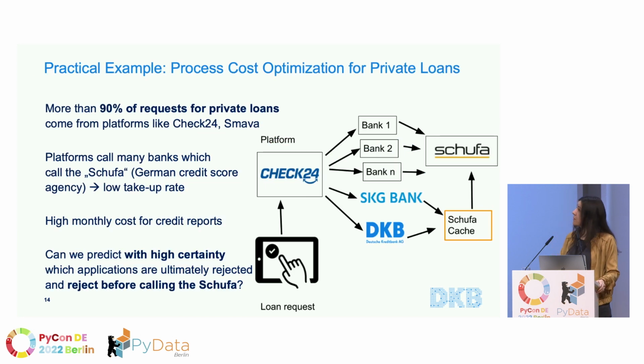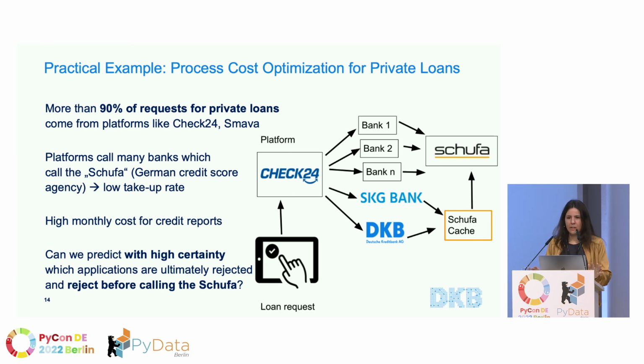Let's have a look at a practical example that I brought that we can walk through. So this is one of my use cases. I'm currently working at a bank, so we have some private loan offers that you can compare via a comparison website. It's one of our offers, so you go to Check24, for example, and say, I would like a loan for my new car. And then what this platform does, it calls a bunch of banks in the background, and they all call the credit bureau because they want to know what's your credit score, do you have pre-existing credits?